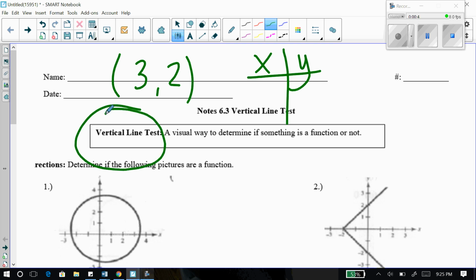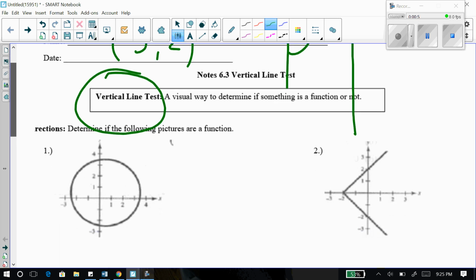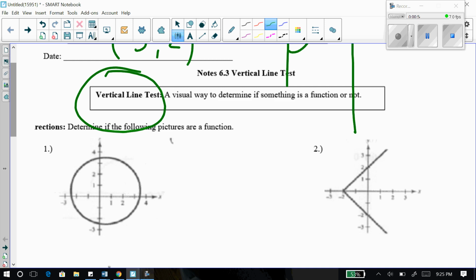So if you guys remember, a vertical line is a line that goes up and down. So the vertical line test is a way to determine if something is a function or not. Now, how to do the vertical line test? If you take a picture of a graph and you can draw a vertical line on the graph and hit the graph in more than one spot, then it is not a function. So this is definitely something that will be more easily understood by looking at some examples. So let's go through these examples and determine if the pictures are functions or not.